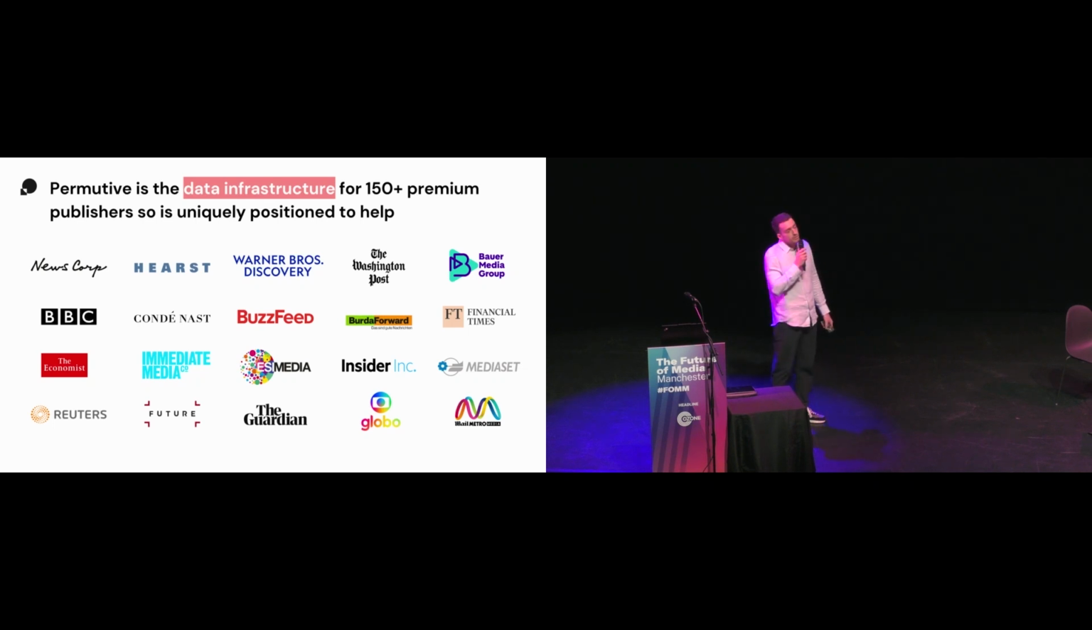Why is Permutive well positioned to help here? Well, I mentioned it earlier, but Permutive is the data infrastructure for over 150 premium publishers globally. This puts us in a unique position to help. It also provides us with an enormous amount of scale. What it also provides us with is an enormous amount of capability.